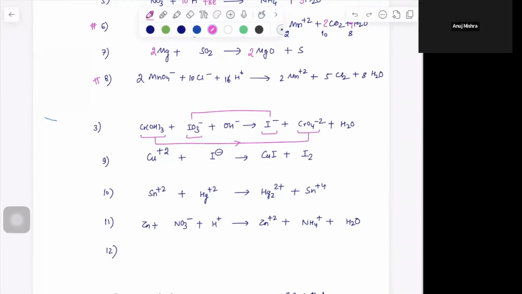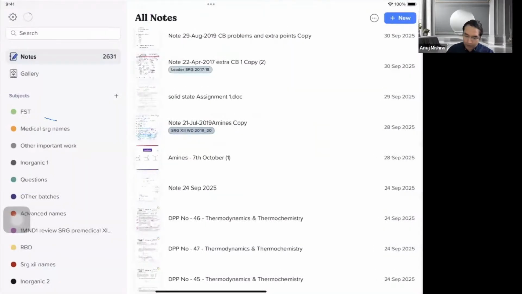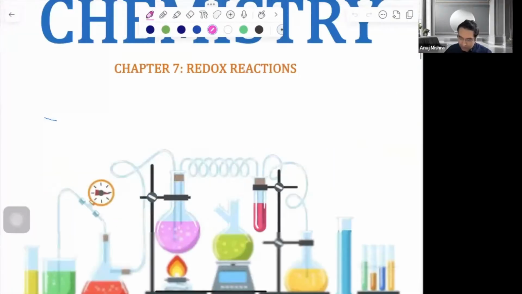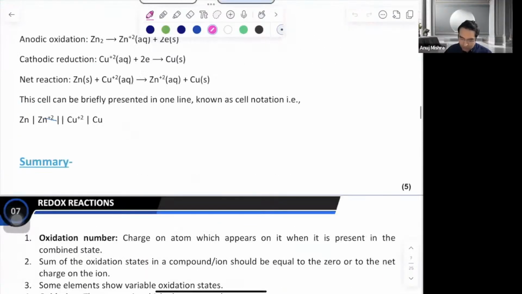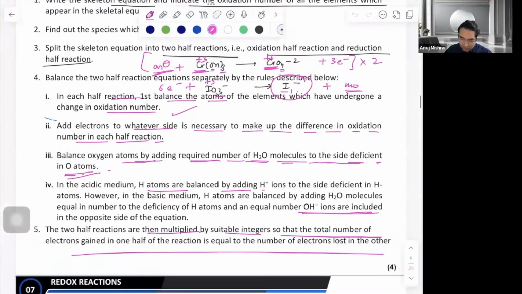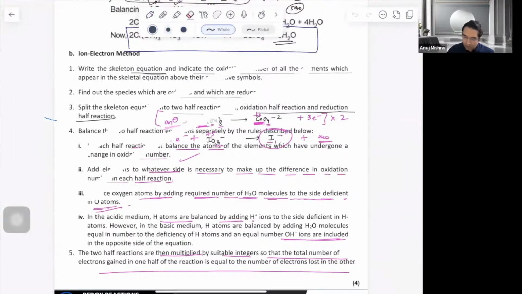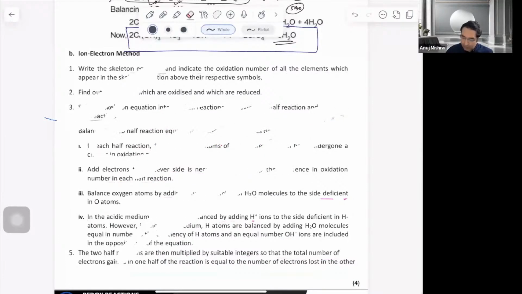All right, let's start. Shall we start? So let's first write down the rules for redox reaction. Let's start doing this.